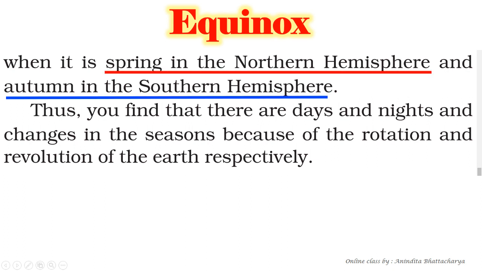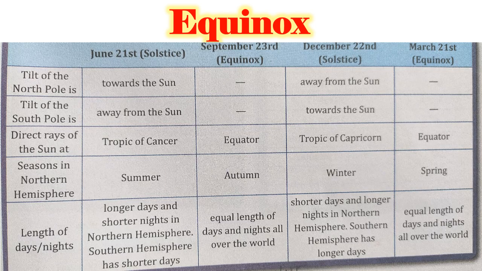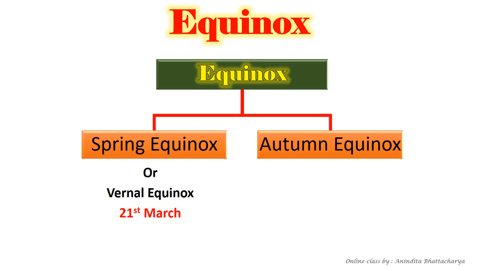I am going to repeat: it is spring in the northern hemisphere and autumn in the southern hemisphere. The day 21st March is known as the spring equinox. It is also known as the vernal equinox. In your book, only 21st March is referred to as the equinox. For further reference, you have to remember 21st March is also known as the spring equinox and the vernal equinox.